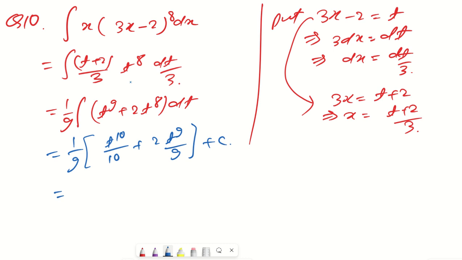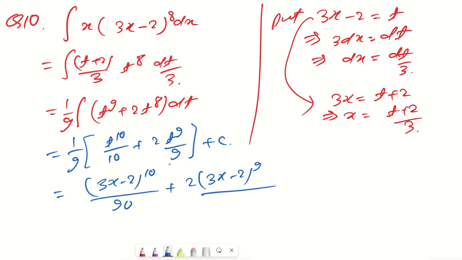Now t can be replaced by 3x minus 2 from the substituted value. So we are going to get it as 3x minus 2 to the power 10 divided by 90, plus 2 times 3x minus 2 to the power 9 divided by 9 times 9, that is 81, plus some constant c. Okay, let us take one more question.